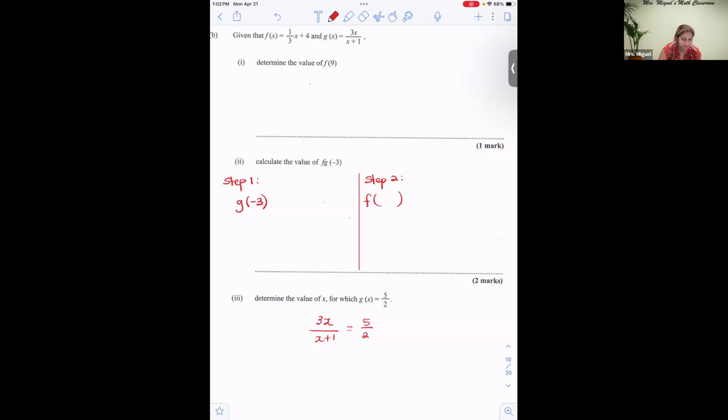All right. So we're supposed to have some answers by now, right? So the value of f of 9, that is a function value. All you're doing, you're replacing x with 9. So f of 9, 1/3 of 9 plus 4. Well, 1/3 of 9 is 3. So 3 plus 4 is 7. Now when CXC marking, they're only looking for 7. Only 7 will give you the mark, and that is just how it is. 1 mark is correct answer only.